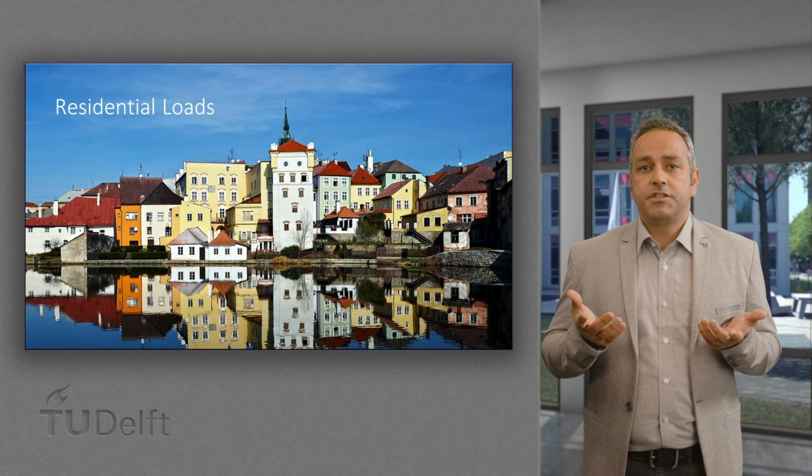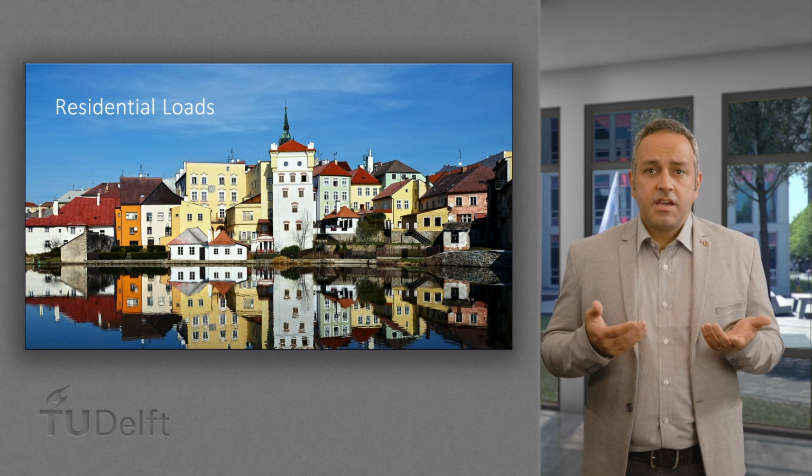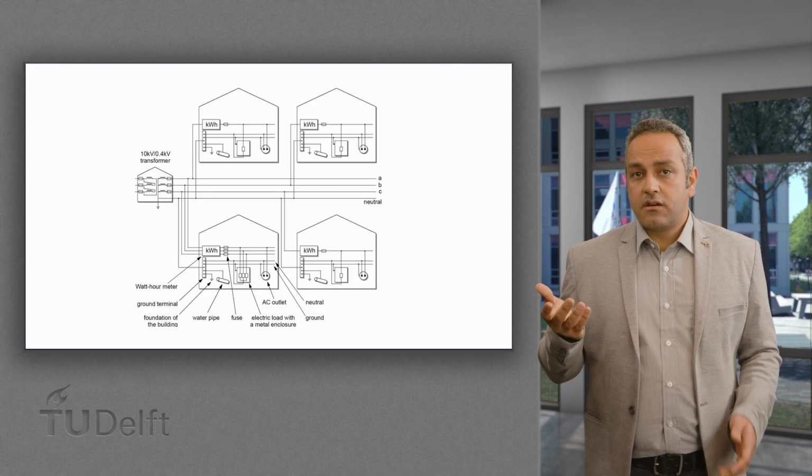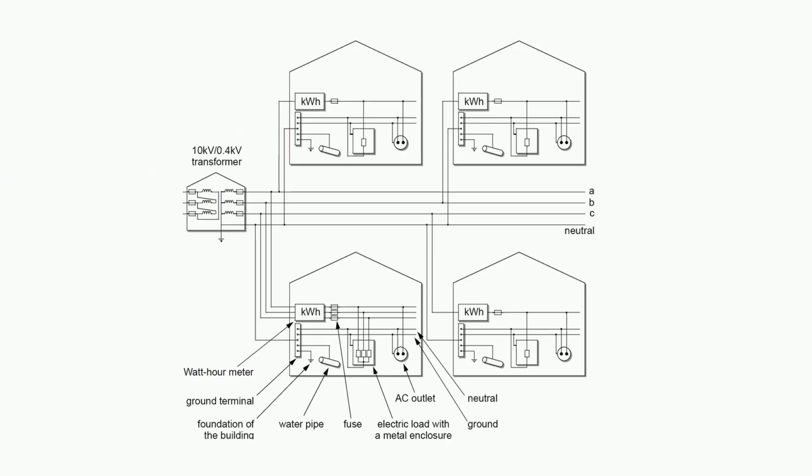Residential loads are in general single-phase loads. In the figure you can see there are phases denoted as A, B, and C. In order to keep the three-phase distribution system as balanced as possible, houses are connected to different phases. Please notice, for example, that the house on the top left is connected between phase A and the neutral, whereas the house on the top right is connected between phase B and the neutral.